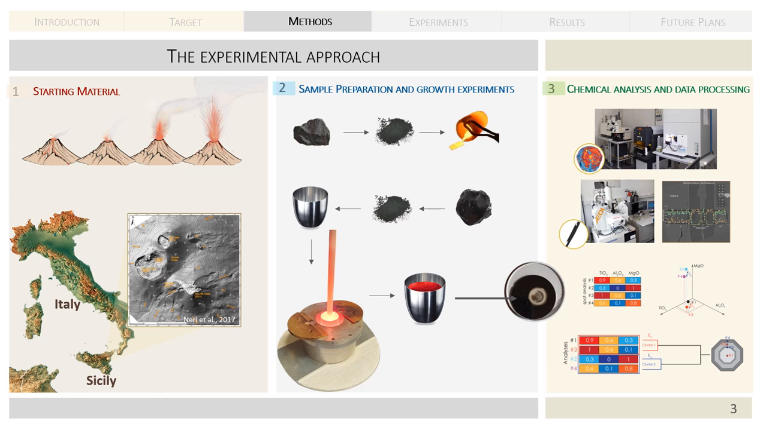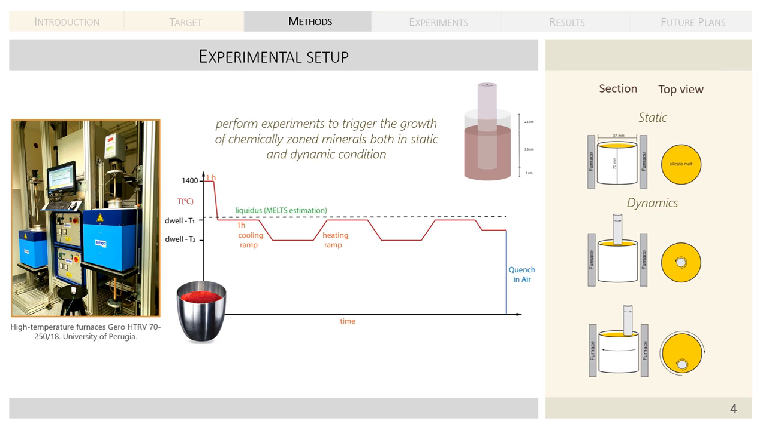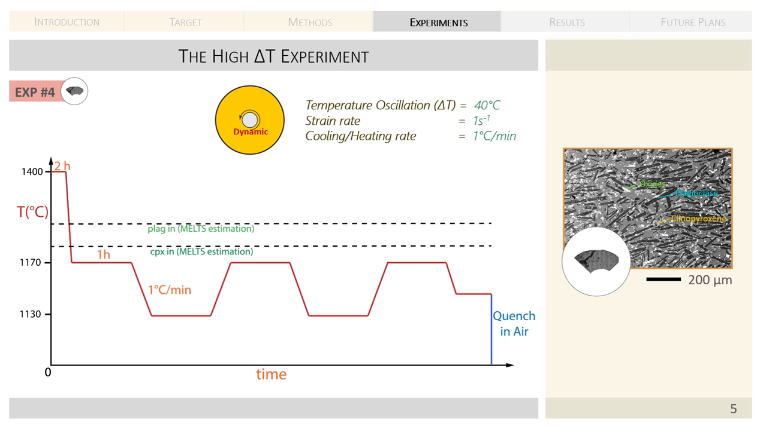clustering algorithms. The zonation in minerals has been forced inside a high-temperature furnace at the University of Perugia by temperature oscillations, with symmetrical cooling and heating rate runs. This setup has been applied under two different conditions: static conditions and by using a controlled deformation gradient. In the next years, we aim also to introduce a mixing component. Today, I am presenting to you experiment number 4.